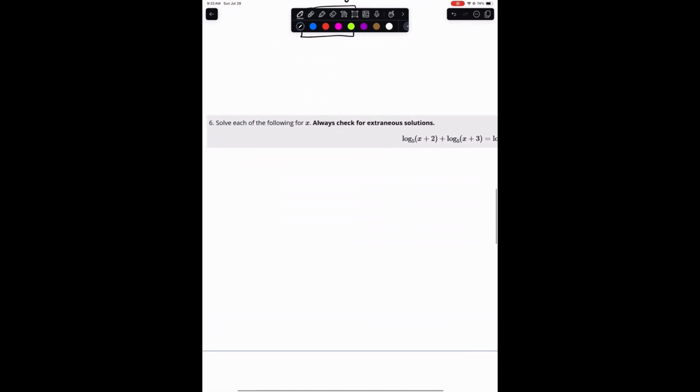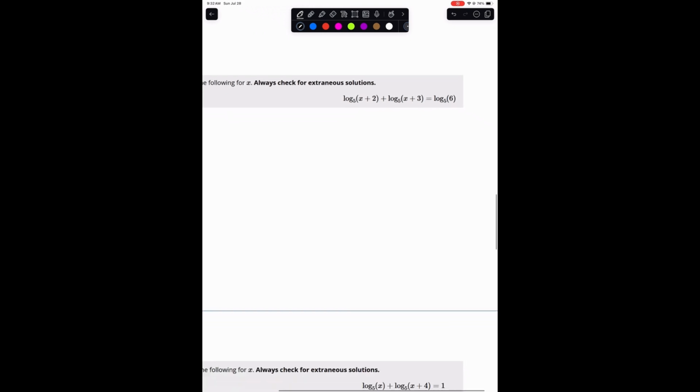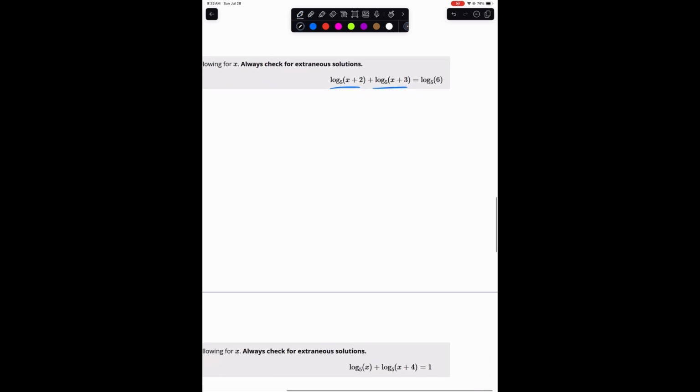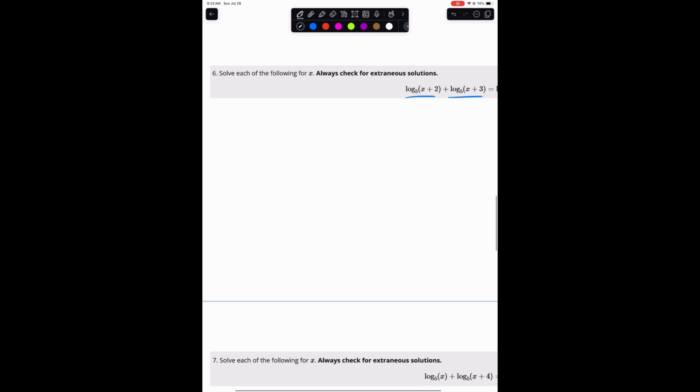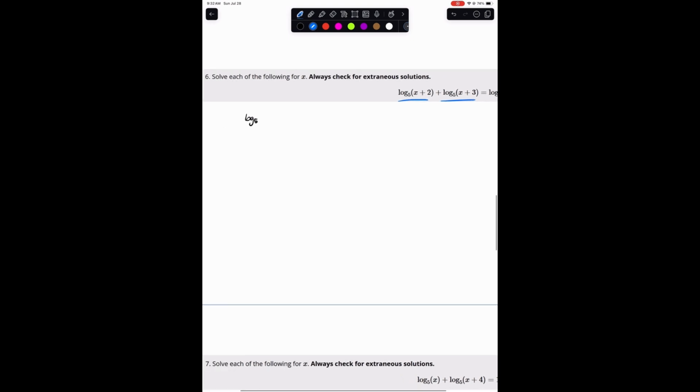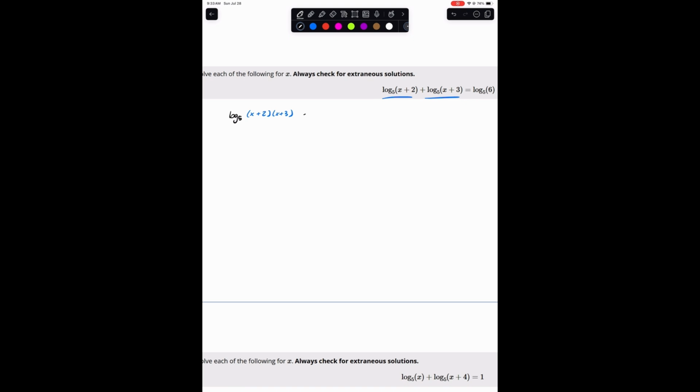Now we're solving this for x, and we're checking for extraneous solutions. First things first, I am going to combine these two together. And we get log base 5 of x plus 2 times x plus 3. And on the other side, you get log base 5 of 6.